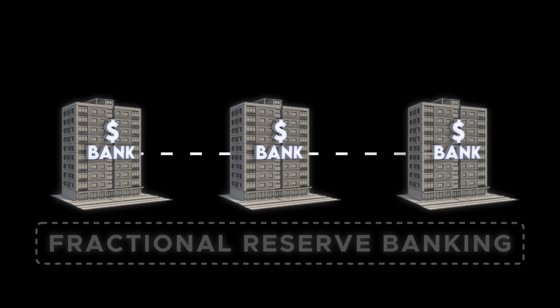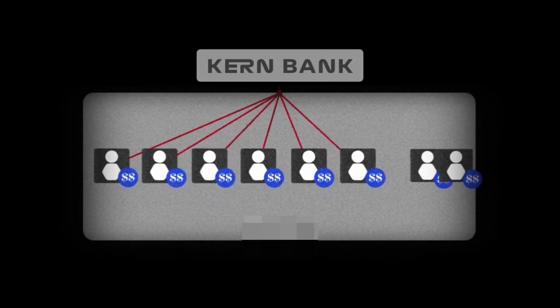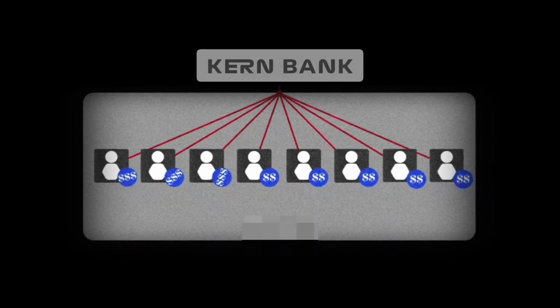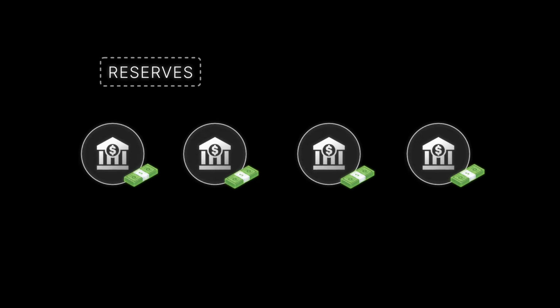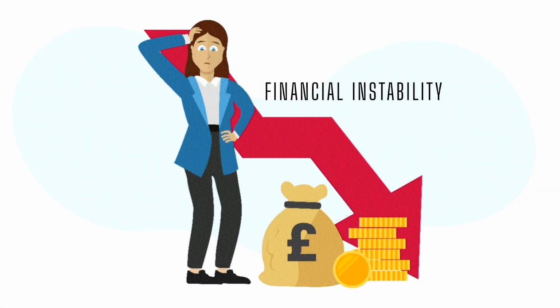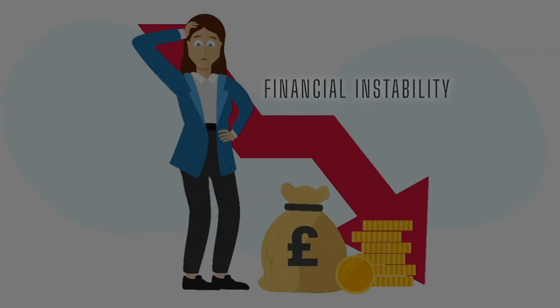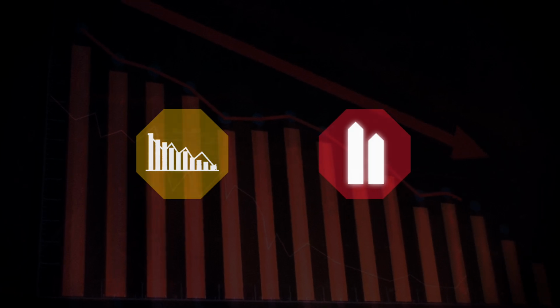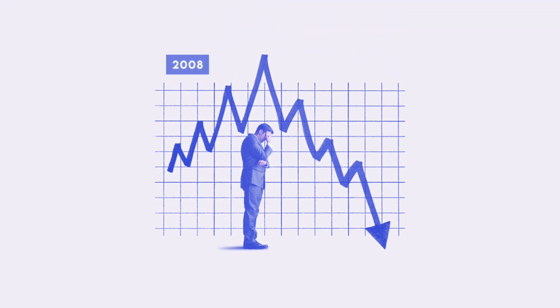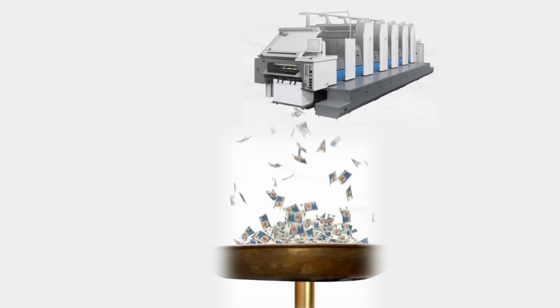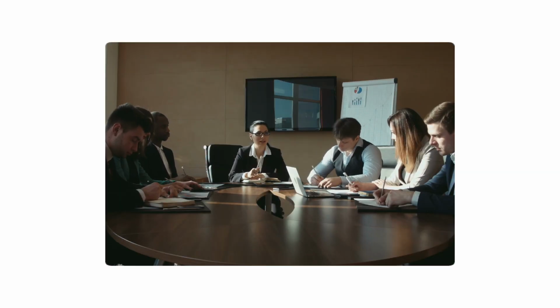Fractional reserve banking isn't without its risks. If too many people decide to withdraw their money simultaneously, a situation known as a bank run, banks might not have enough reserves to cover all withdrawals. This can lead to financial instability. Moreover, critics argue that this system can lead to excessive money creation, contributing to inflation and asset bubbles. The 2008 financial crisis highlighted some of these vulnerabilities, prompting debates about banking regulations and reserve requirements.